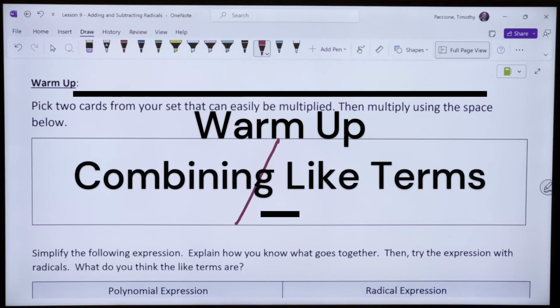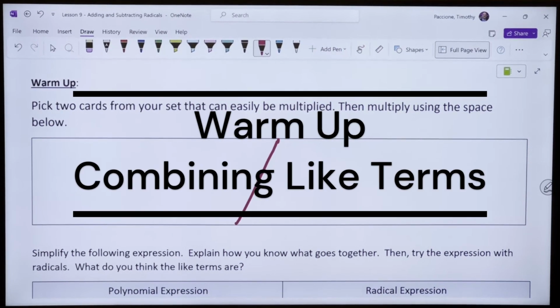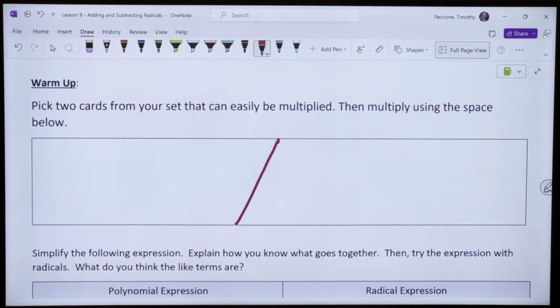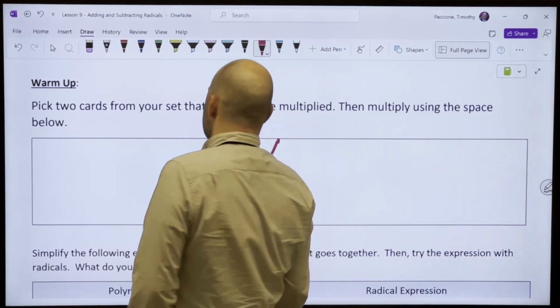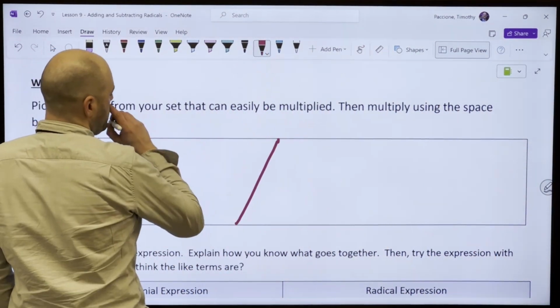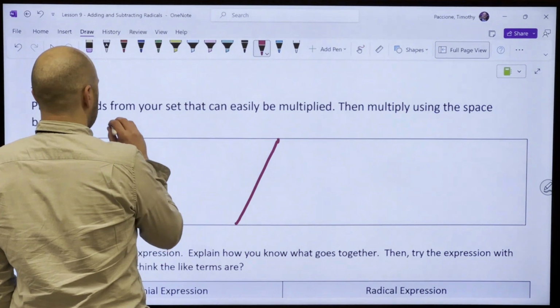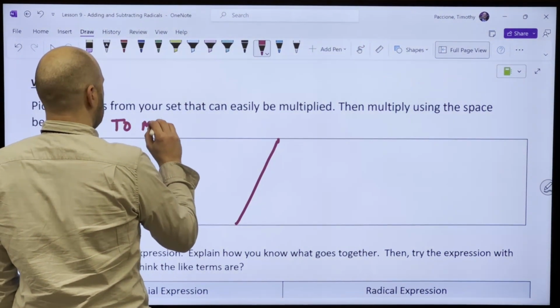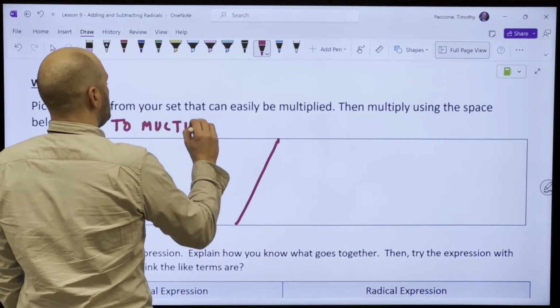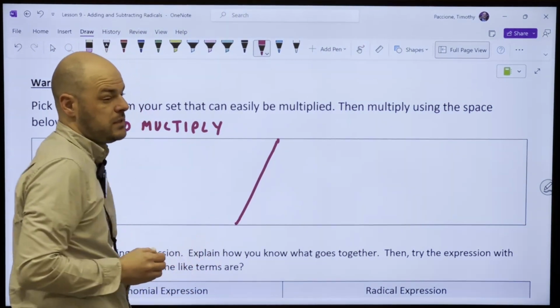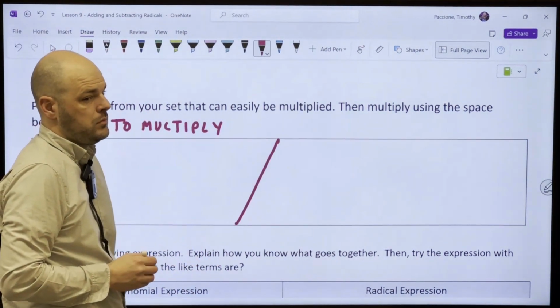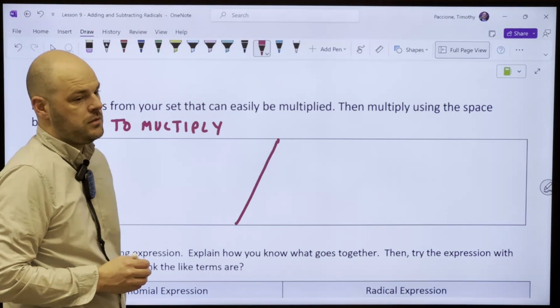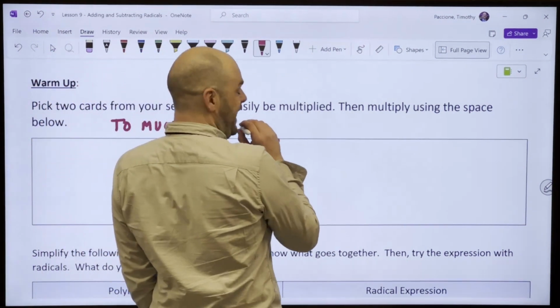In order to multiply? Like pairs. Well, what do you mean by that? Like pairs? Something that's... both equations have to have the same radical. Close. Same. Closer. Root. Same root. That's what I meant.